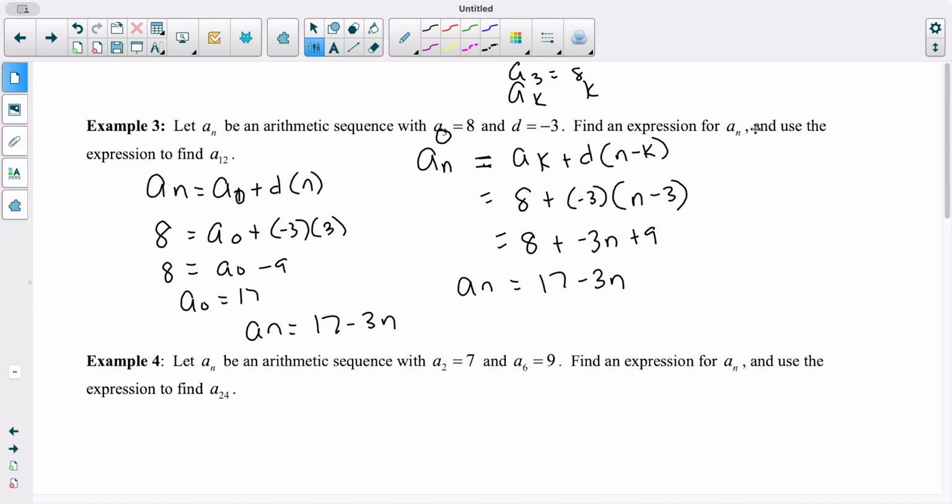Okay, so anyway, after you write the expression for the main sequence, they then want you to use the expression to find a sub 12. Again, that's just plug and chug. A sub 12 equals 17 minus 3 times 12, and 17 minus 36 should be negative 19.